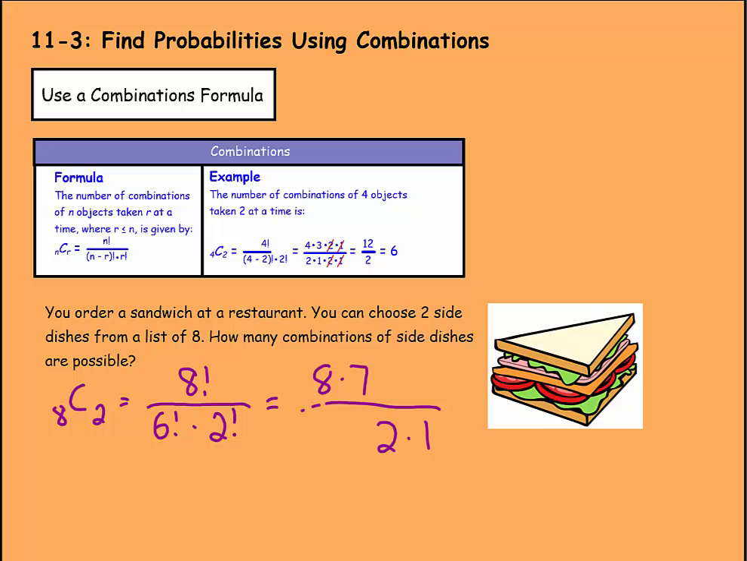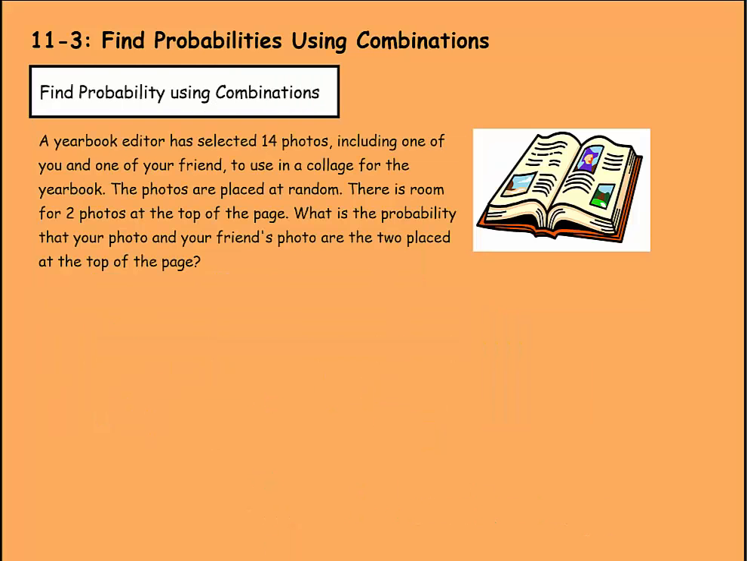Well, 8 times 7 is 56. 2 times 1 is 2. 56 divided by 2 would be 28 combinations. So it's getting to the point where that was faster than actually drawing a tree with all 8 of these items. Now we could find probability using combinations.